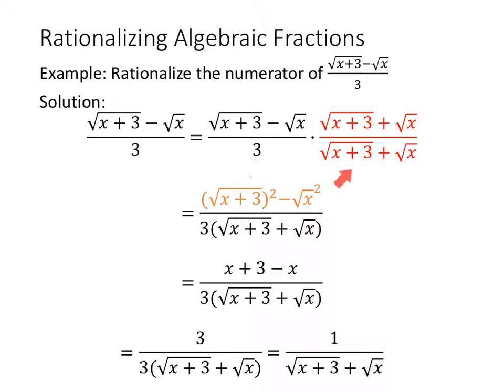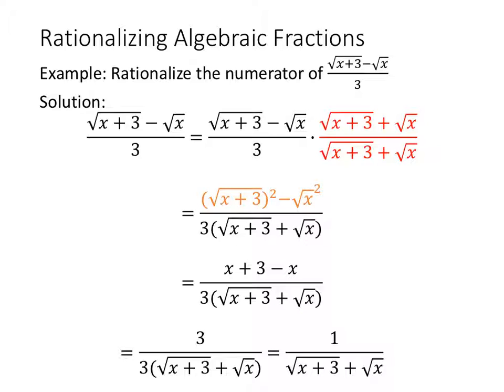Notice in the denominator, I'll put 3 and then parentheses, whatever I multiplied by. You could multiply it out, but I encourage you not to until the final step, and we'll see why. Now, we multiplied by the conjugate specifically so the square root and the square will cancel out and give us our radicand, x plus 3, minus the square root of x all squared, which is x.